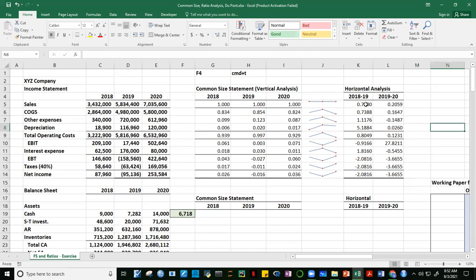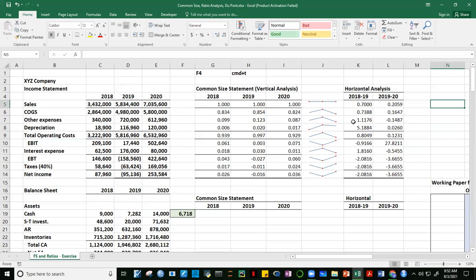So what does this mean, guys? Itong 0.7 na to. What does that mean? What's this ratio, 0.7? It means that between 2018 and 2019, sales increased by 0.7. 70% yung increase ng sales. While 2019 to 2020, 20% lang, around 21% lang yung increase. So sa horizontal analysis class, makikita natin yung percentage increase from year to year.